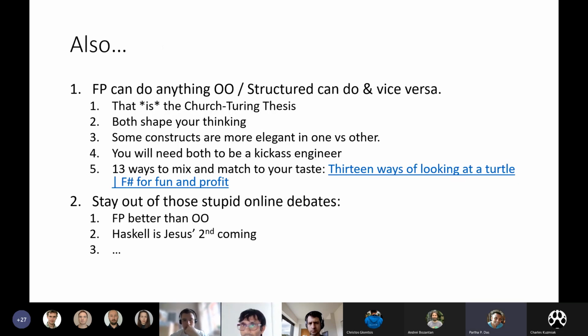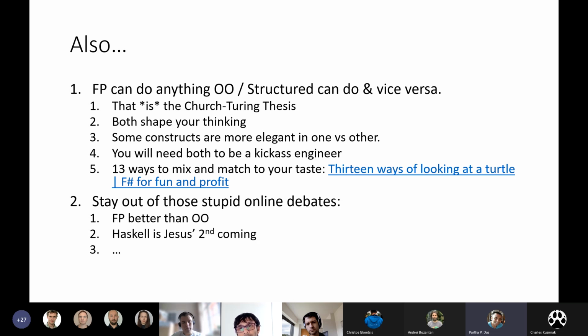Also, like I said, FP can do anything that OO and structured can do, and vice versa. That is what the Church-Turing thesis is. Both shape your thinking, so you need both. You need to be good at both. However, some constructs are more elegant in one versus the other. You'll need both to be a really kick-ass engineer, and it's highly recommended to be able to mix and match depending on the problem. And here are 13 starter ways to mix and match the two.